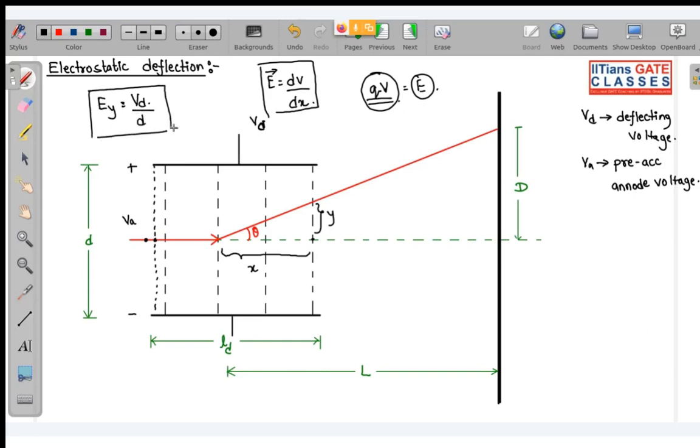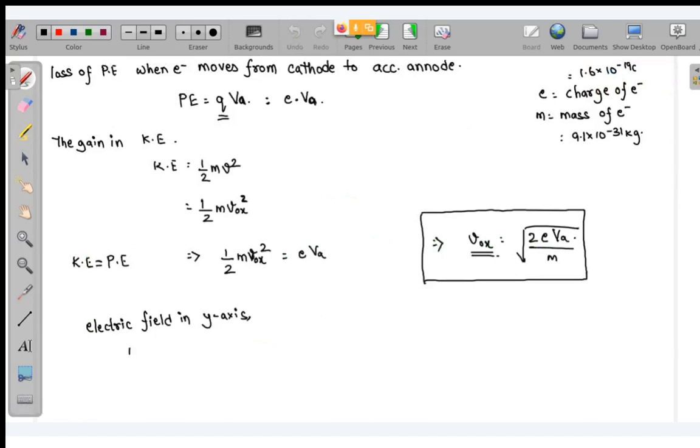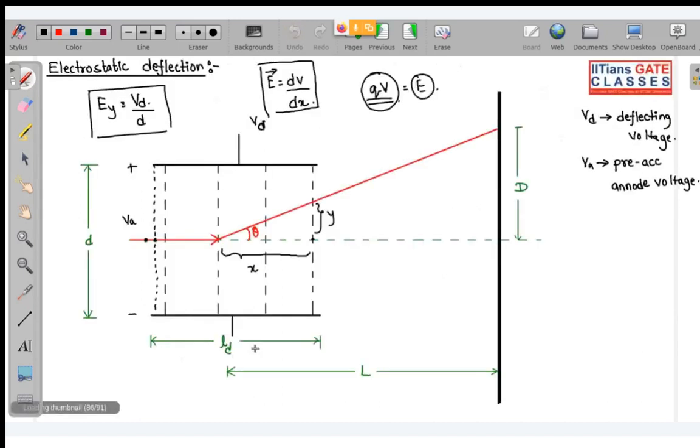Tell me, can we see this from this diagram or not? Questions have been asked from this derivation that we are doing, so that is why we are solving this. Tell me, is it clear? Electric field in the y-axis is what? Ey is equal to Vd by small d.